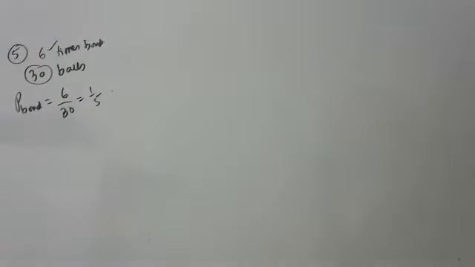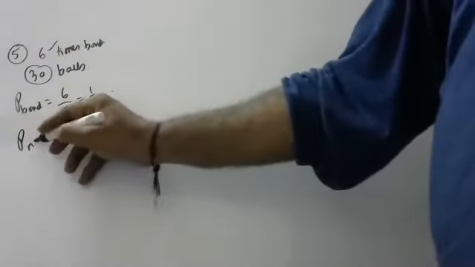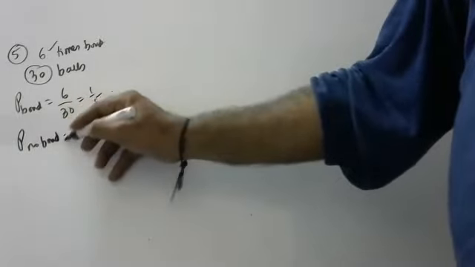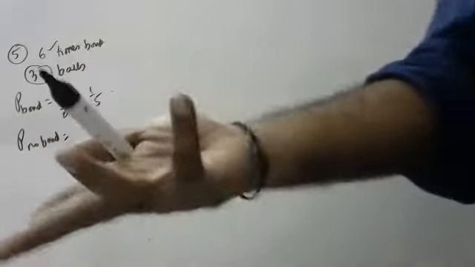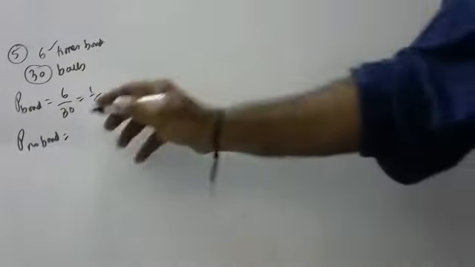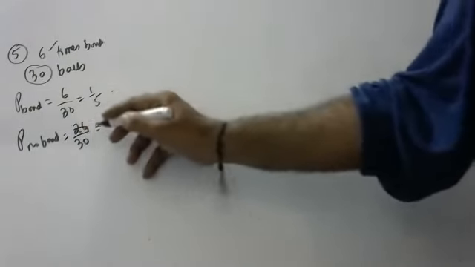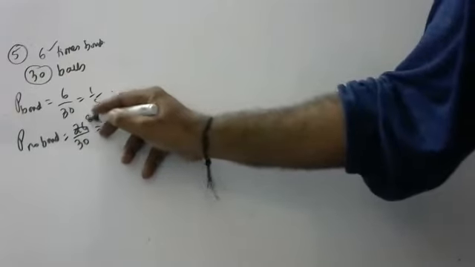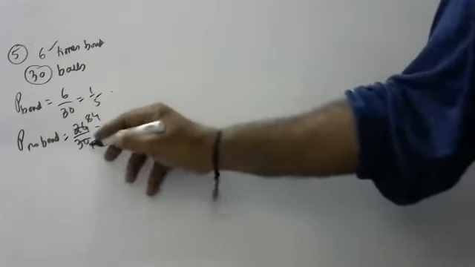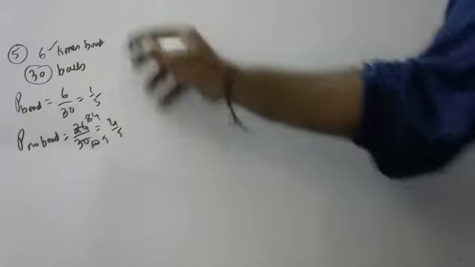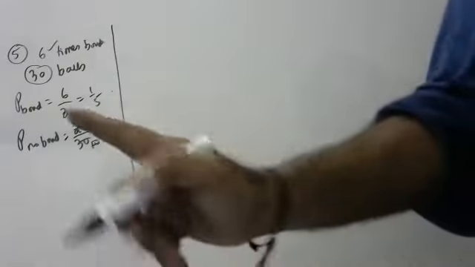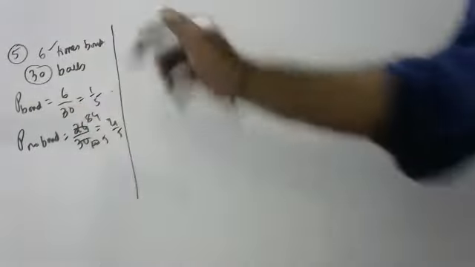What is the probability that he does not hit a boundary? 6 times he hit means how many times he did not hit? 24 times. 24 by 30, that is 4 by 5 is the probability. 6 times he hit means 24 times he did not hit. Like that, we should analyze.